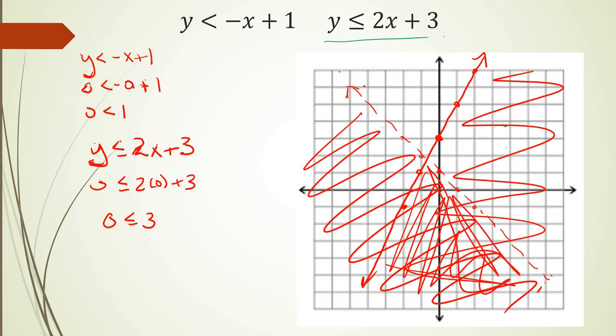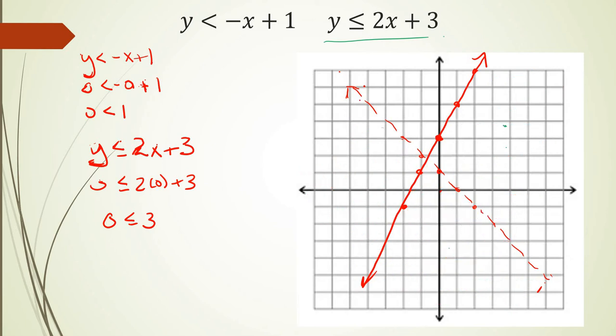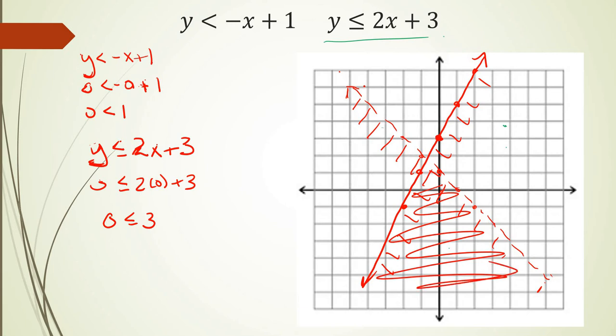So be really careful, and that's why I say that instead of shading the whole thing, when you get your first line, shade a little bit. When you get your second line, shade a little bit, and then figure out where both areas overlap and then shade that area as your solution area.